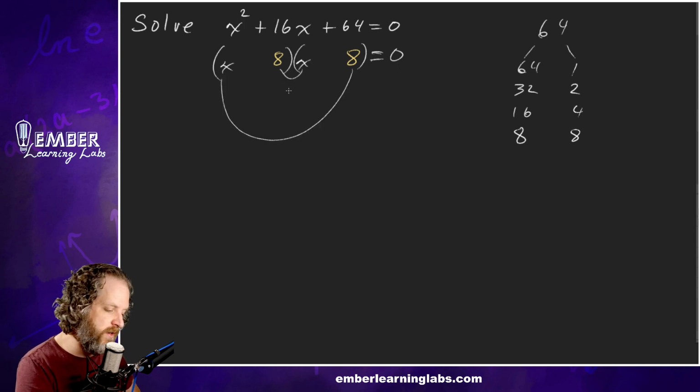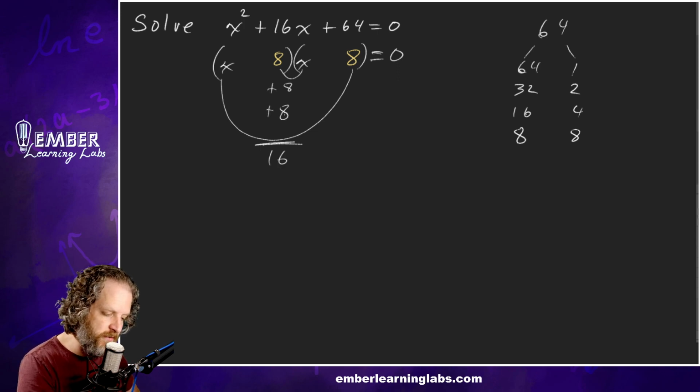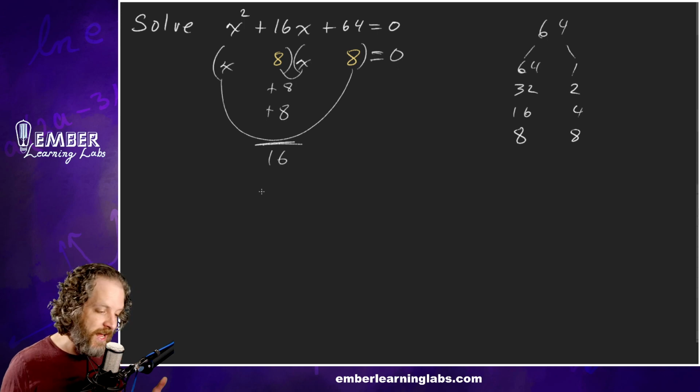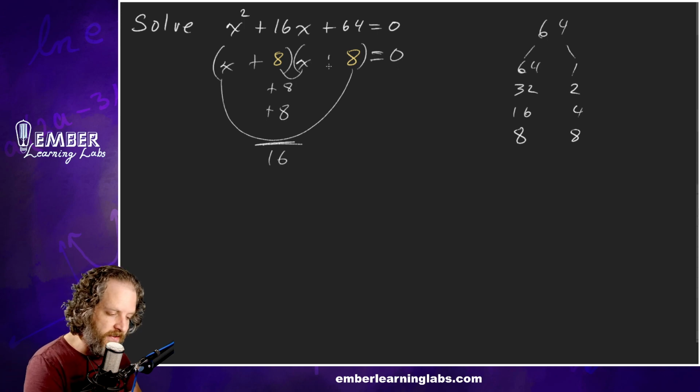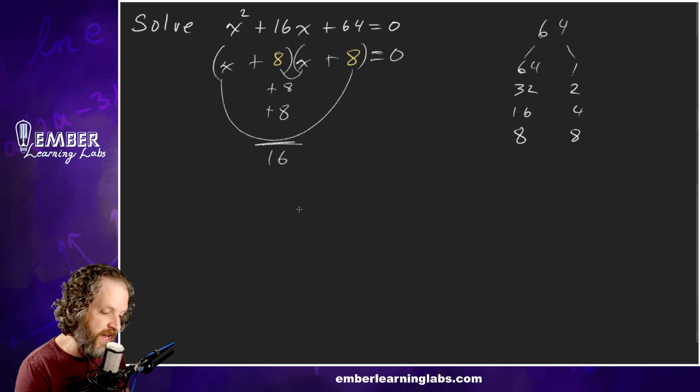8 times 1 is 8. 1 times 8 is 8. Can we add or subtract these to get this middle term? 16. 8 plus 8, so positive, equals positive 16. Does the sign work at the end? Positive times a positive is a positive. That works. So now you notice this, in this case, our factors are actually the same.